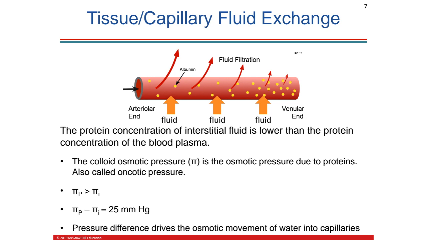And it turns out that this colloid osmotic pressure, or pi, is higher within the capillaries than within the interstitial fluid. So pi sub p is greater than pi sub I. And we can look at that difference. Typically that difference is about 25 millimeters of mercury. And this pressure difference drives the osmotic movement of water into the capillaries.